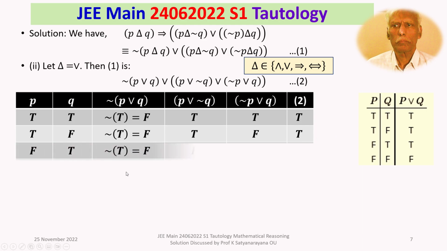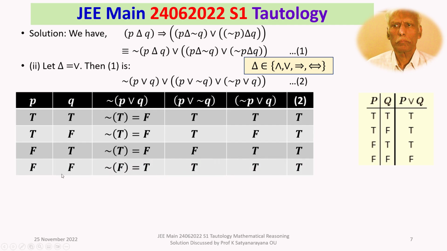So try for the next. In a similar fashion, you will get this one, F, T, T. And again, you have to test for the next one, F, F. So in the case of F, F, now P is F, Q is F, F or F is F. Negation of F is T. Whatever it is, one T is sufficient for us in these three brackets. So the answer is T.